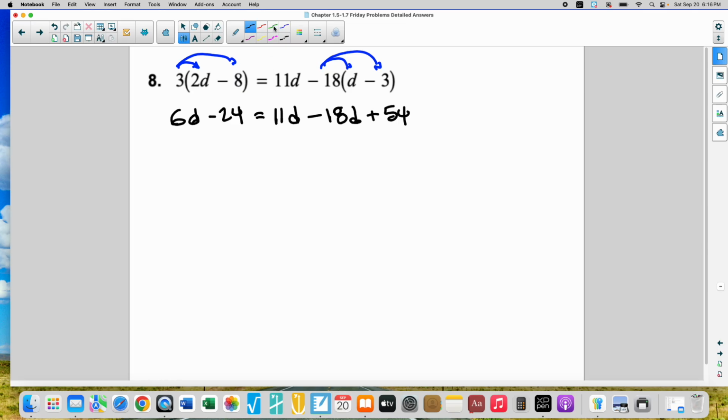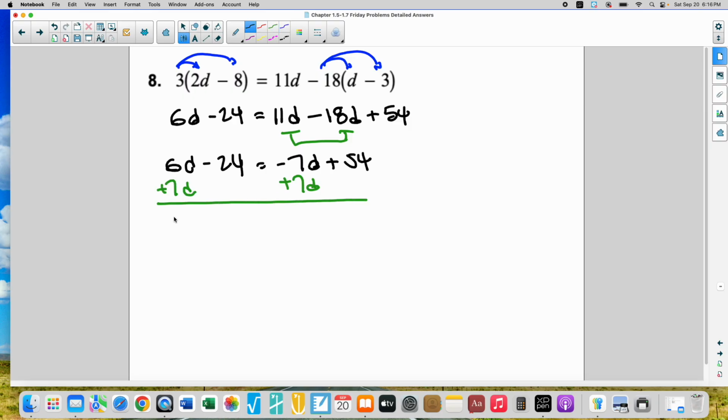All right, let's combine like terms. They're on the same side, so we will simplify that. 6D minus 24 equals negative 7D plus 54. That is correct. I'm going to add 7D. I'm going to move my D's to the left side. That gives me 13D minus 24 equals 54. Add 24 to both sides. And you get 13D equals 78.